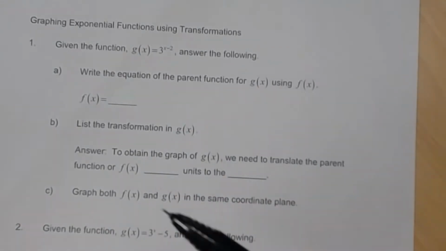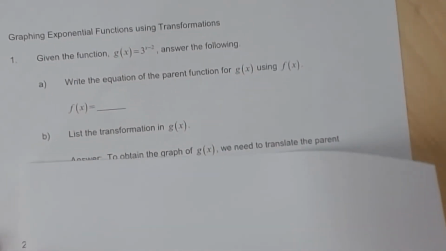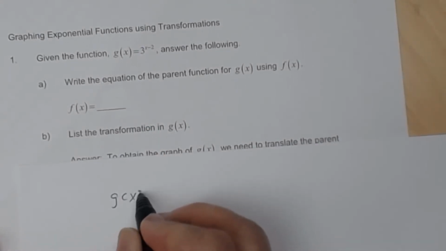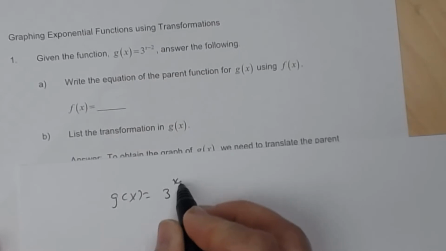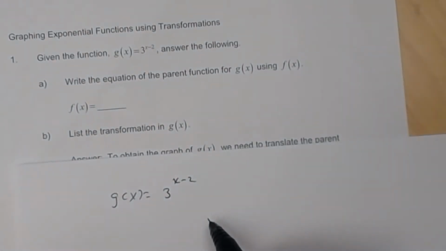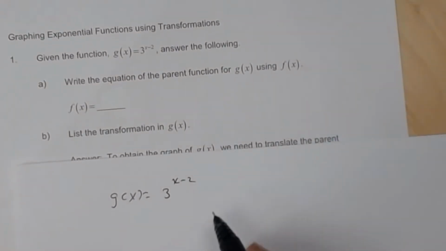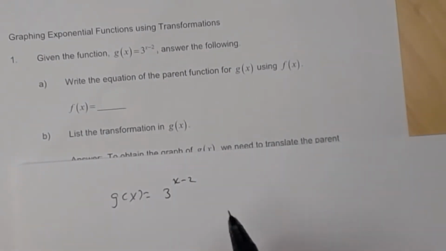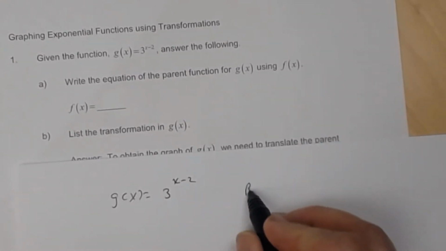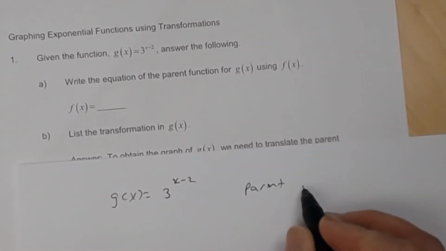Okay, so remember the parent function. I'm going to go ahead and rewrite g of x. So here's g of x. Okay, so g of x is 3 to the x minus 2. So the parent function, remember, is the base.